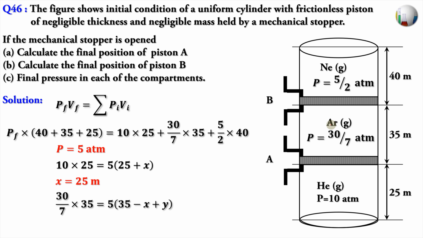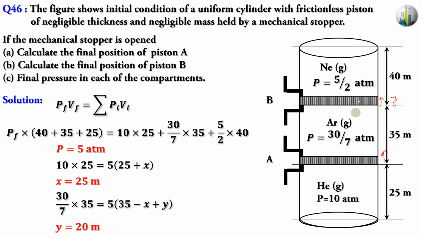For container 2, it is 30/7 into 35, that is the initial condition. In the final condition, remember the pressure is 5. And this value will be 35 minus X, because this has gone up. And if this were to go up again, and let that value be Y, then the length will increase by Y, so it is plus Y. And remember, if you make any mistake in any of these, the values will come out appropriately wrong. So if it is going to be moving down instead of up, it's going to be negative. And remember, X we already got. So from here, Y is 20 meters.